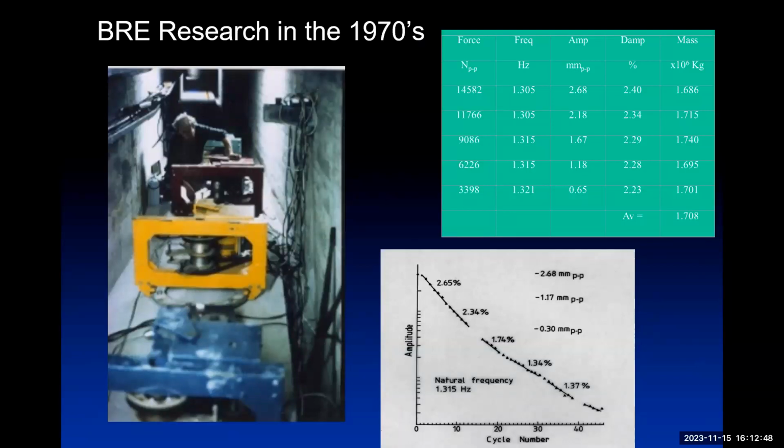Well, just briefly, I drove this big vibrator system on 40 different full-scale structures. This is an example in which the force was varied, the frequency varied, and the damping varied. If you look at the decay of oscillation, what you get is the instantaneous damping value, rising to 2.65% and down to 1.37%, while the frequency changed from only 1.32 to 1.30.